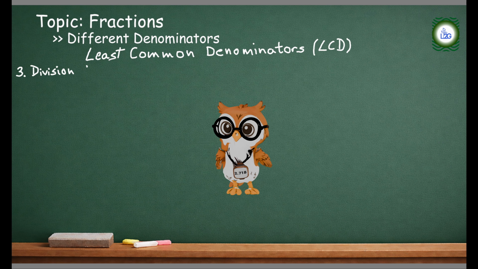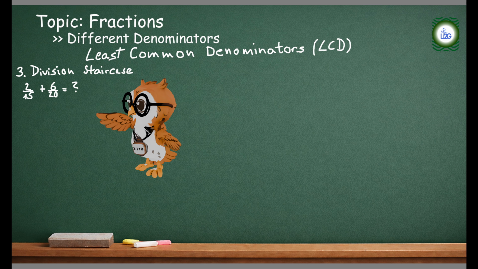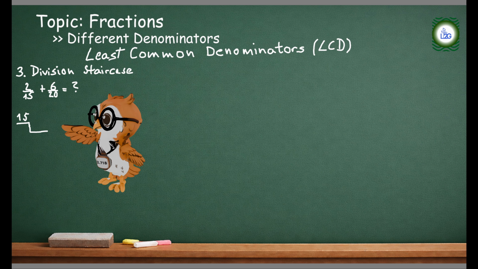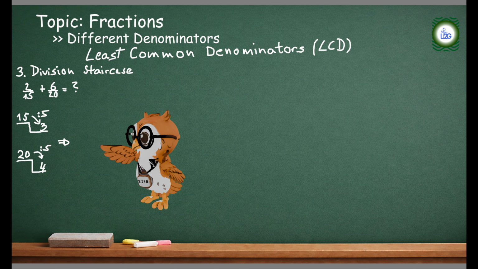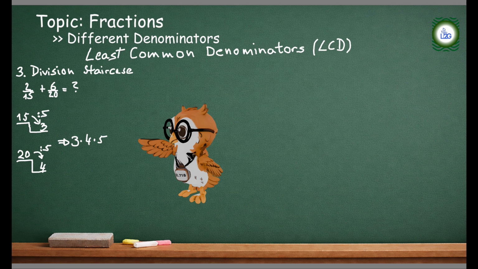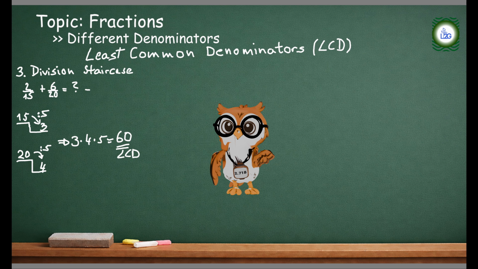Last trick, the division staircase. Assume we add 2/15 plus 6/20. We do stair divisions with 5. 15 divided by 5 is 3, and 20 divided by 5 is 4. Our least common denominator is 3 times 4 times 5 equals 60. With this LCD, now we can go on and add our fractions.